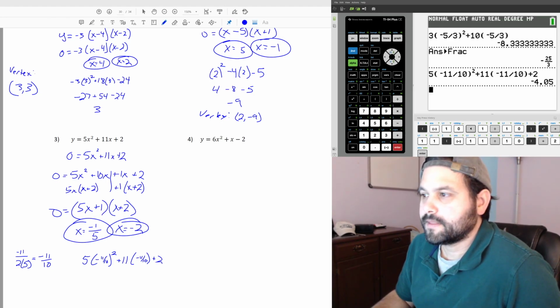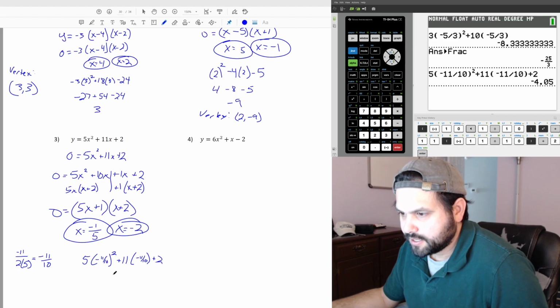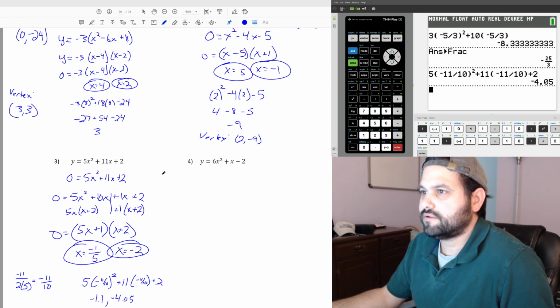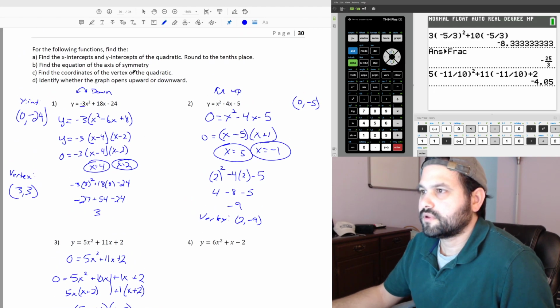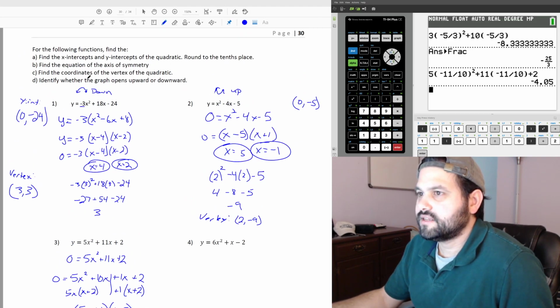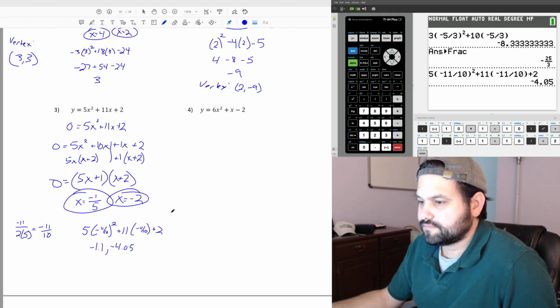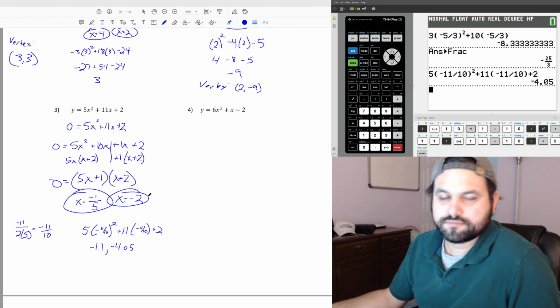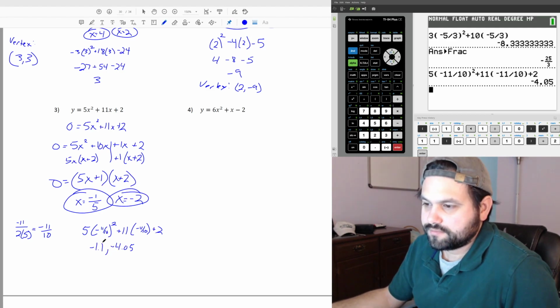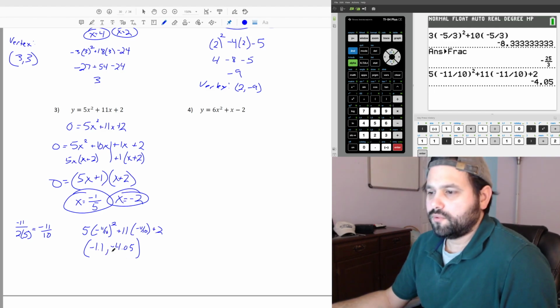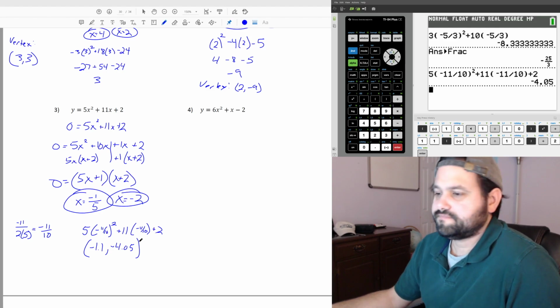Okay. I do think I remember something about rounding here, so let's check that out. Negative 4.05, and the x value was negative 11 tenths, which is negative 1.1. Let's see what we were supposed to round to. Well, technically it was only on the x-intercepts and y-intercepts. So sure, we can keep it this. This is exact. No need to round that. Negative 1.1, negative 4.05 is the vertex.